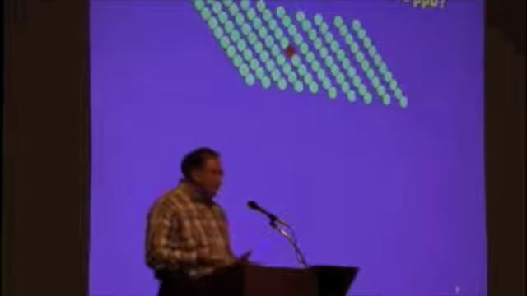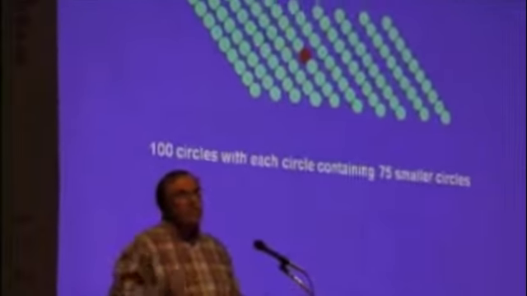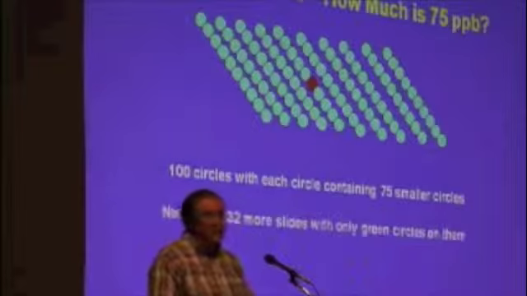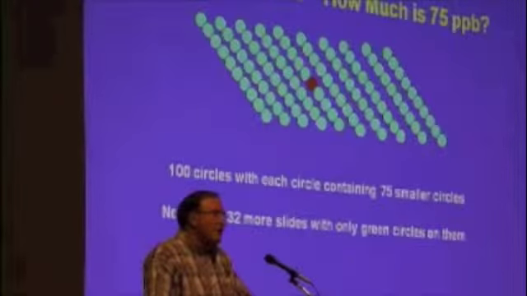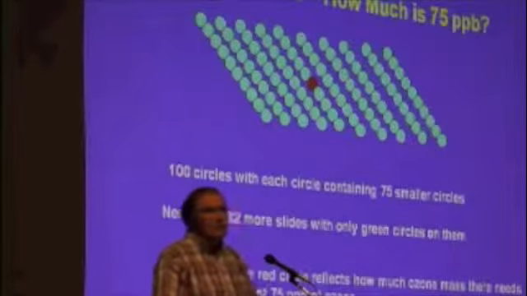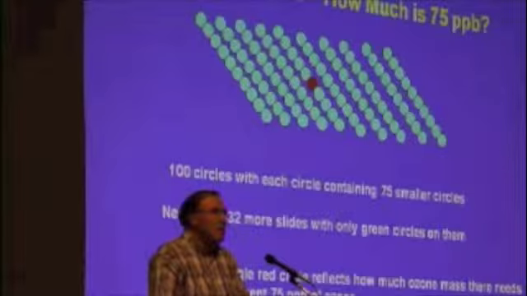Before I get into the actual description of the effects, I want to just illustrate how much is 75 parts per billion of ozone, which is the new standard. Now on this slide, I've got 100 circles, and each circle, let's assume, contains 75 smaller circles. I would need 133,332 more slides that contain nothing but green circles in order to represent the mass of ozone that is there when you talk about 75 parts per billion. That is an extremely small amount. It illustrates how toxic ozone is.